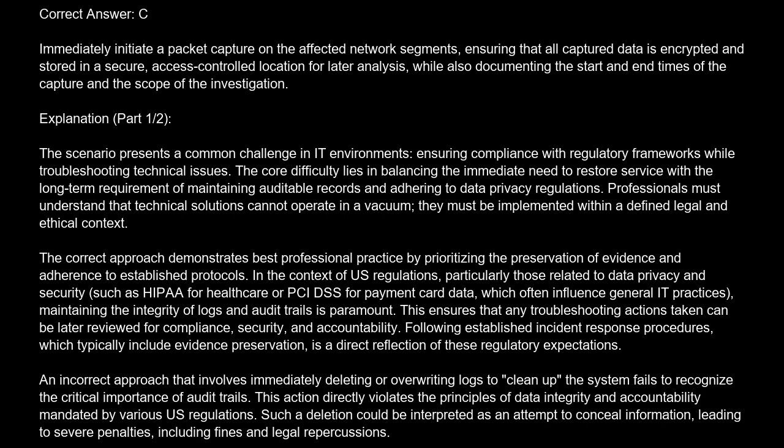The correct approach demonstrates best professional practice by prioritizing the preservation of evidence and adherence to established protocols in the context of U.S. regulations, particularly those related to data privacy and security, such as HIPAA for healthcare or PCI DSS for payment card data, which often influence general IT practices. Maintaining the integrity of logs and audit trails is paramount. This ensures that any troubleshooting actions taken can be later reviewed for compliance, security, and accountability. Following established incident response procedures, which typically include evidence preservation, is a direct reflection of these regulatory expectations.